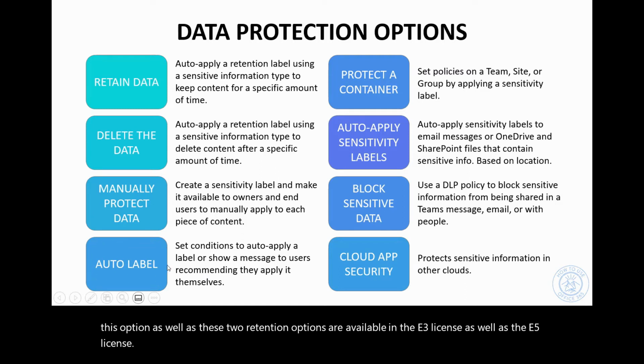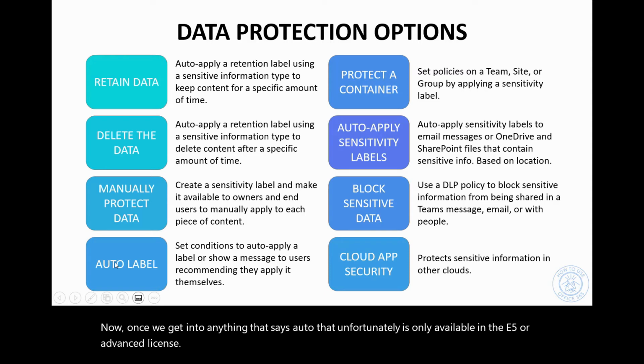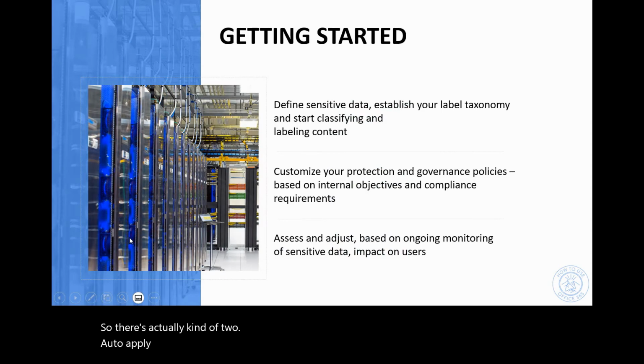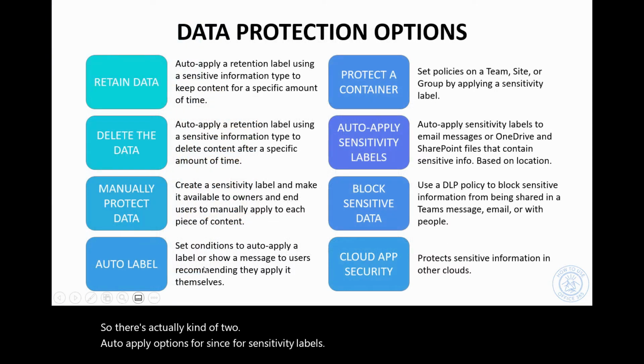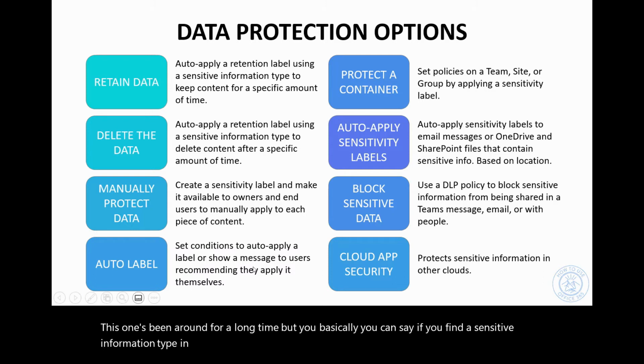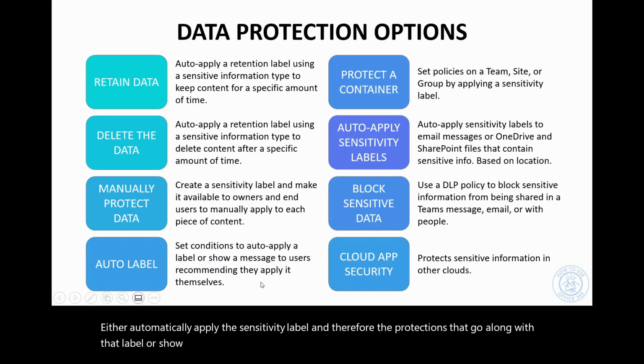Now, once we get into anything that says auto, that unfortunately is only available in the E5 or advanced license. So there's actually kind of 2 auto-apply options for sensitivity labels. This one's been around for a long time, but you basically can say if you find a sensitive information type in a document or email, either automatically apply the sensitivity label and therefore the protections that go along with that label, or show users a message recommending that they apply it.